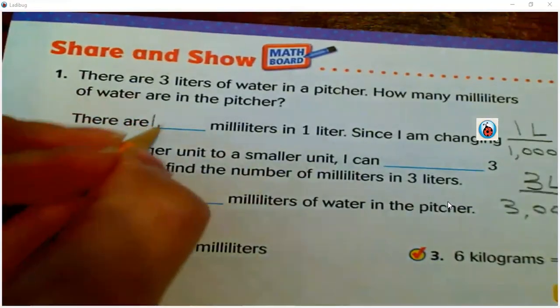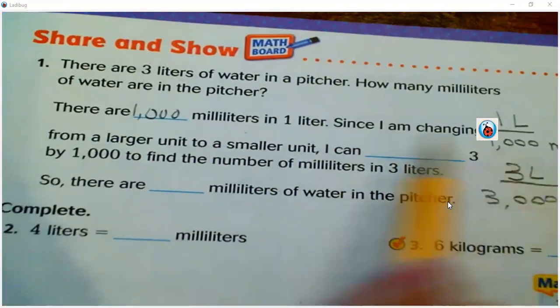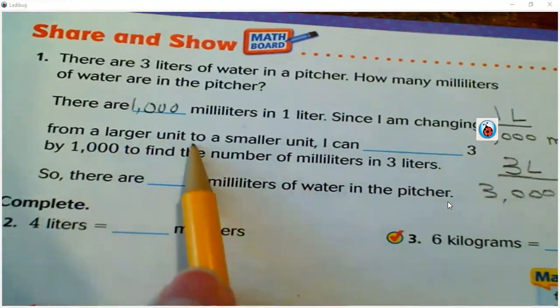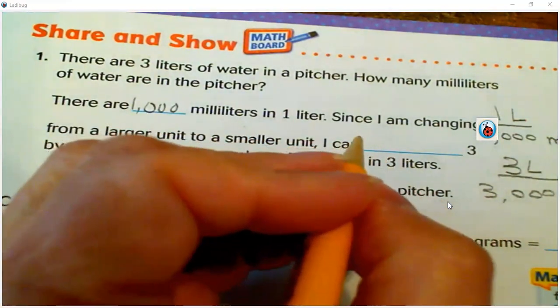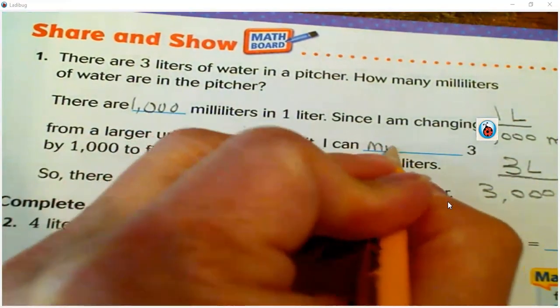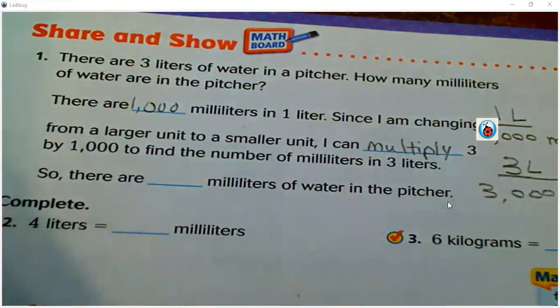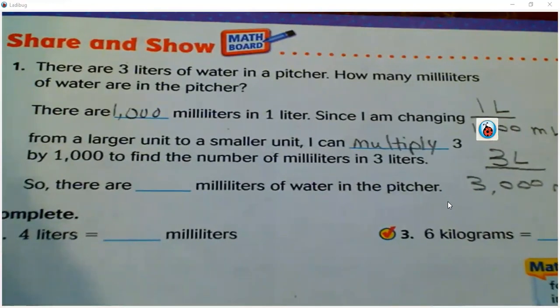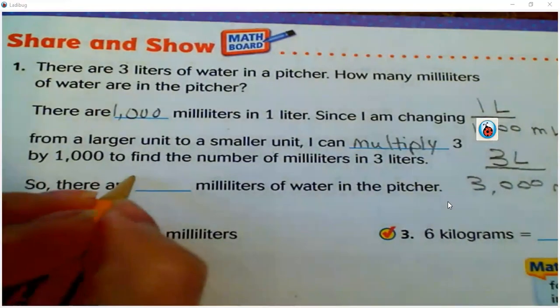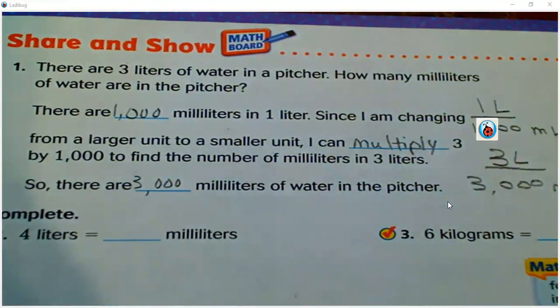Well, there are 1,000 milliliters in a liter. So I am changing from a larger unit to a smaller unit, and I can multiply 3 by 1,000 to find the number of milliliters in 3 liters. So there are, that's right, 3,000 milliliters of water in the pitcher.